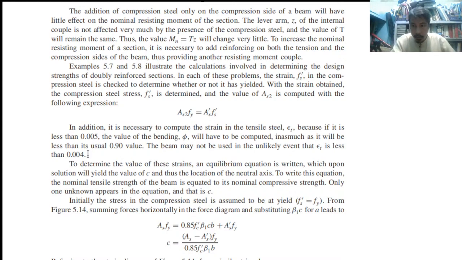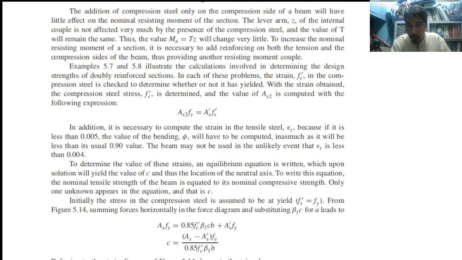Determine the value of this strain. An equilibrium equation is written, which upon solution will yield the value of c, and that's the location of the neutral axis. To write this equation, the nominal tensile strength of the beam is equated to the nominal compressive strength. Only one unknown appears in the equation, and that is c.